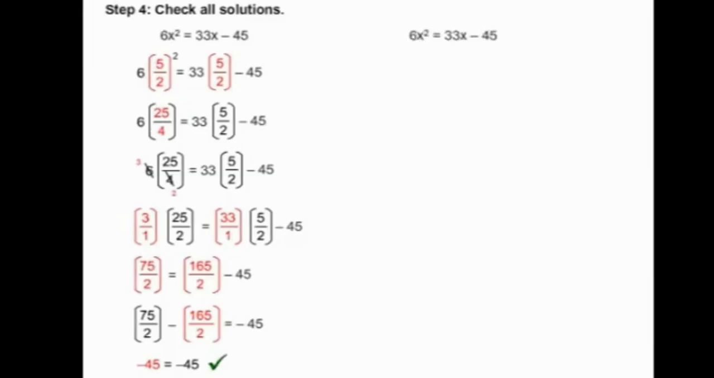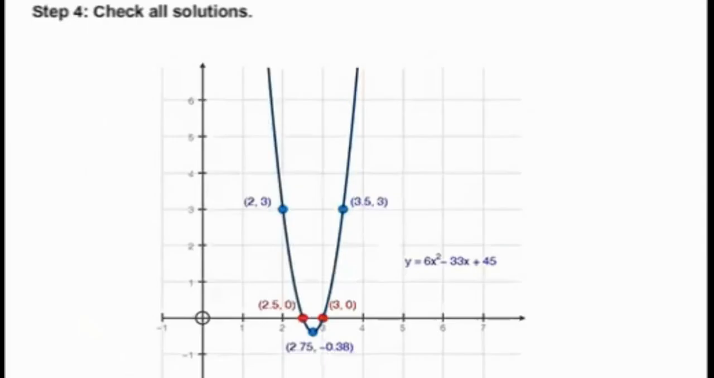Now, substitute 3 for x in the original equation. The final result after simplifying is a true statement. So 3 also checks out as a correct solution. Graphing the parabola y equals 6x squared minus 33x plus 45 also serves as a check. The two solutions, 3 and 5/2, or 2.5, are indeed the x-intercepts of the graph.